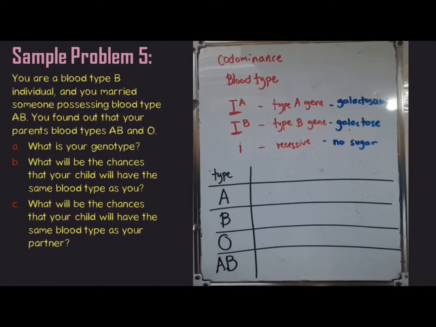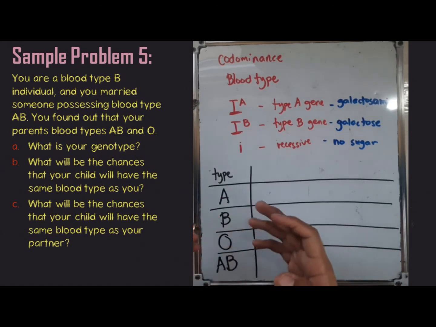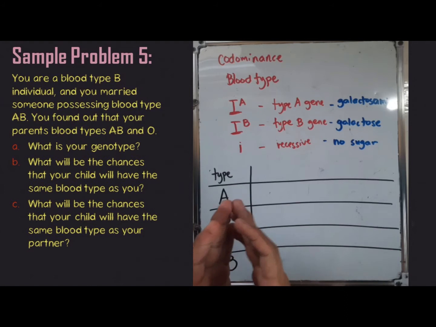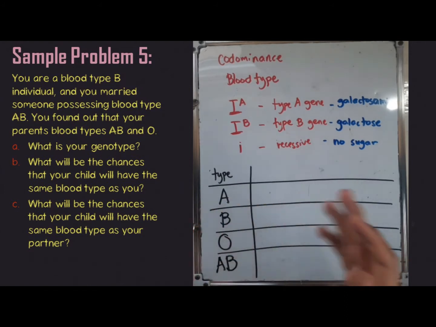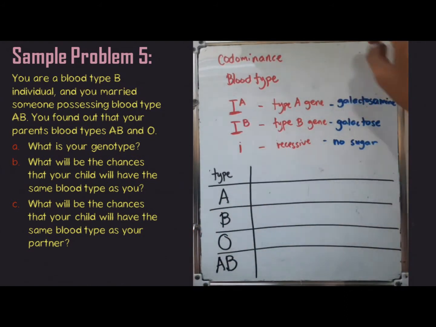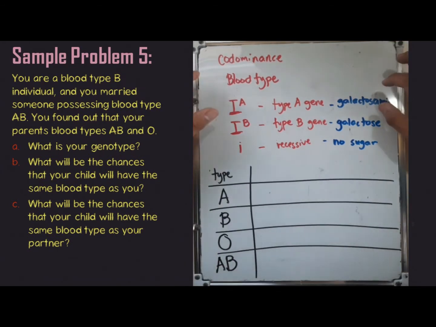Okay, so before we proceed with sample problem number 5, let's consider another type of mode of inheritance. We already discussed complete dominance and incomplete dominance; now let's talk about codominance. And the best example of codominance in humans is the presence of blood types. Now, there are two types of dominant genes present in humans.